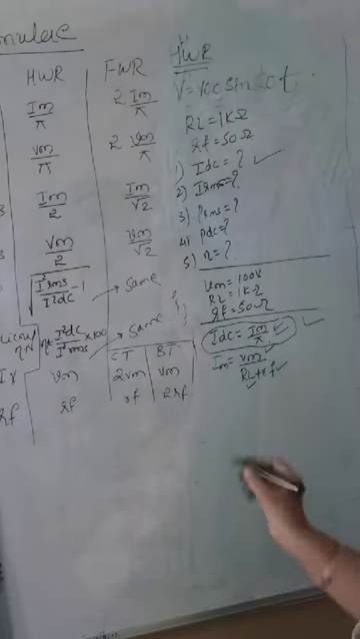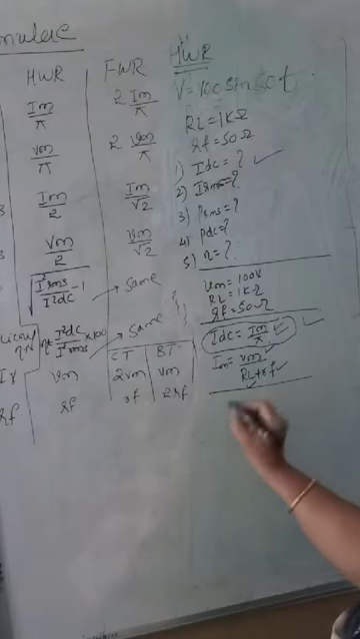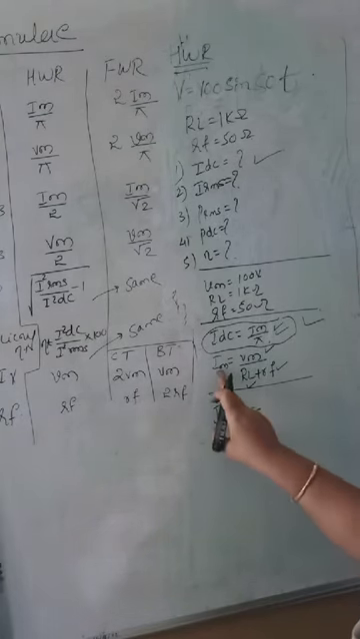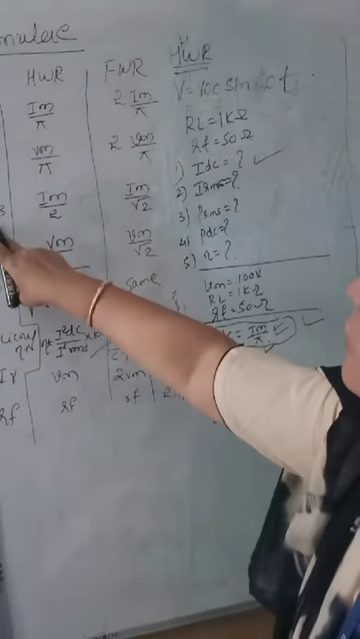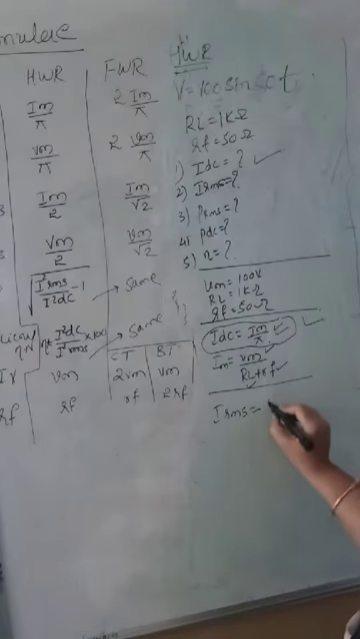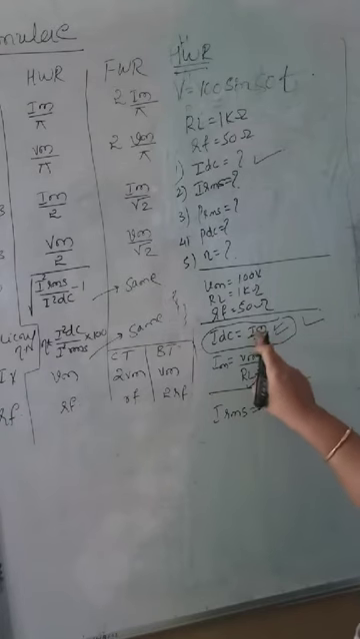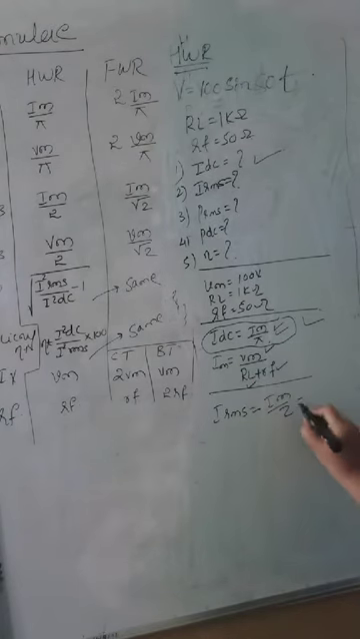Now IRMS value. How do you get IRMS? IRMS is asked. There is a relationship between IRMS and Im. IRMS is equal to Im by 2. You already got the value of Im. Use that and get the value of IRMS.